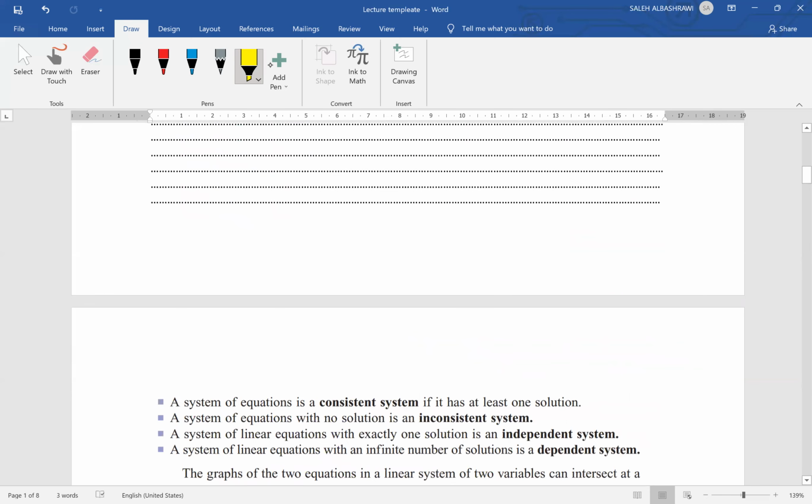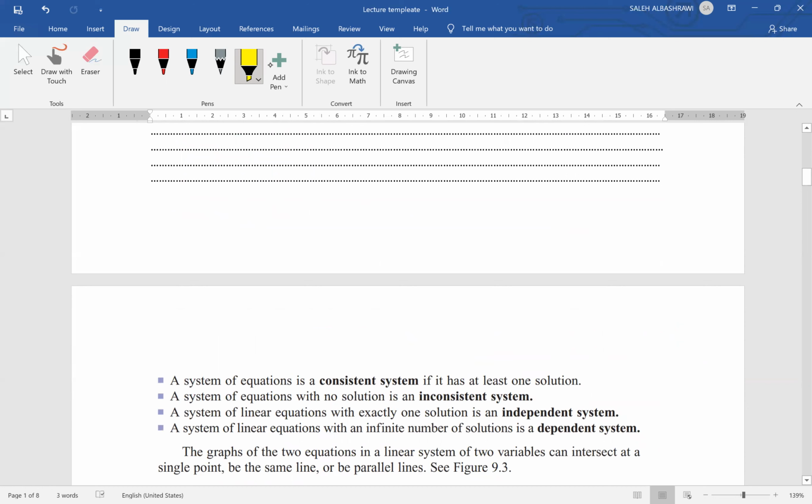A system of equations is a consistent system if it has at least one solution. In some cases, we have one intersecting point. If the two lines of the two equations are intersecting in one point, then we call that a consistent system. Consistent system means it has a solution. And that solution might be one intersecting point, or it might be an infinite number of intersecting points.